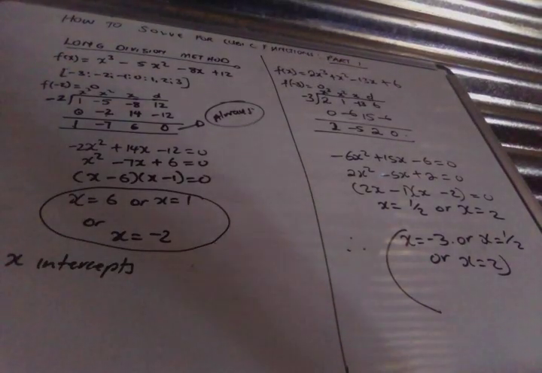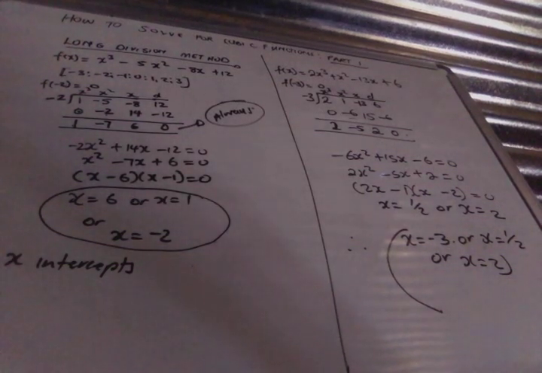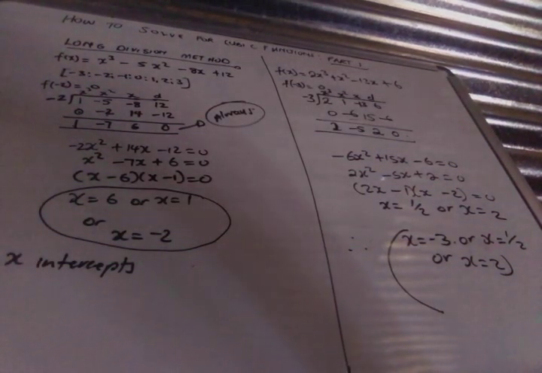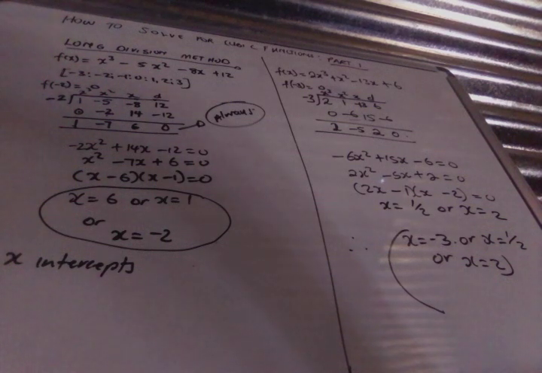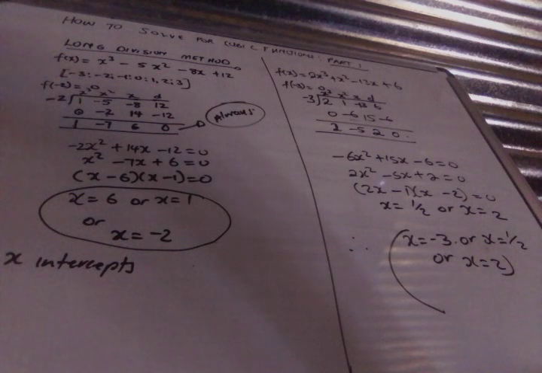We're going to be looking at how to solve cubic functions. The method that we're going to be exploring here is the long division method. Let's dive right into it. We are given an equation f of x equals x cubed minus 5x squared minus 8x plus 12.